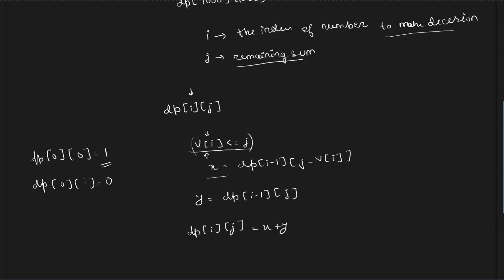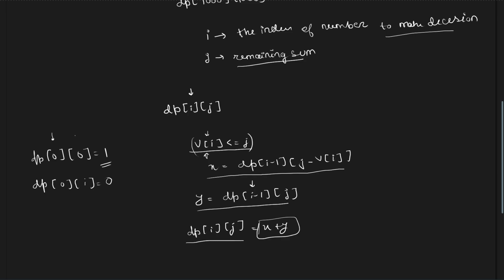So if I take it, my DP transition will look something like this, where x is equal to DP of I minus 1, j minus v of I. Now if I don't want to take the current number, my transition will look something like this, where y is equal to DP of I minus 1, j. Now DP of i j will be equal to x plus y, the summation of both the ways that I have explored. Coming on to the base cases, 0 will be the index when I have traversed all the indexes and I have decided for all of them whether I want to take them or not.